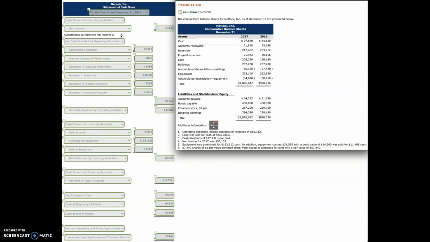These adjustments are depreciation expense. You get the depreciation expense from number 1 right here. Operating expenses include depreciation expense. That's my number. Your number might be a little different. The next one is loss on disposal of plant assets, which you get by finding the difference in the last two numbers in number 5. I have this 14,360 and the 1148. Find the difference there, and then you plug that in right here.